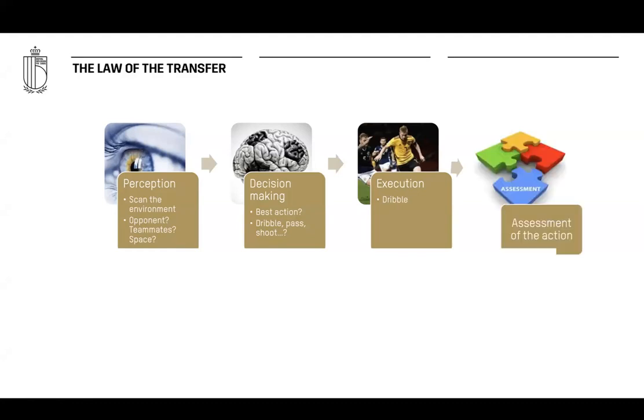And after every execution as a player, you make automatically an assessment. You say, was it the right decision or not? For example, you are in a scoring chance, one-on-one with the goalkeeper, and you say, do I go for a dribble or do I shoot? You decide to dribble and the goalkeeper catches the ball. Five minutes later, again, you're in front of the goalkeeper. Maybe the assessment of your action will have an impact. You say, oh no, I'm not going to dribble because I missed already one. I'm going to shoot now.